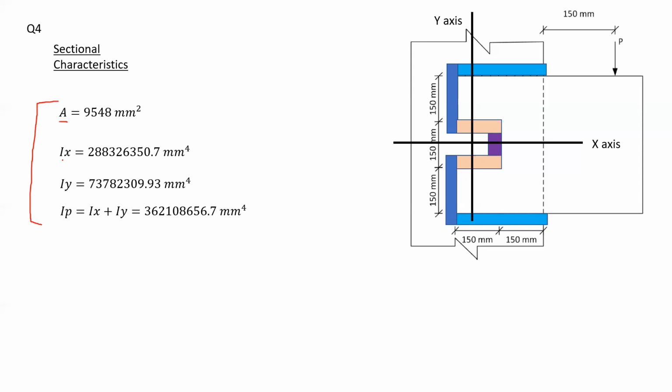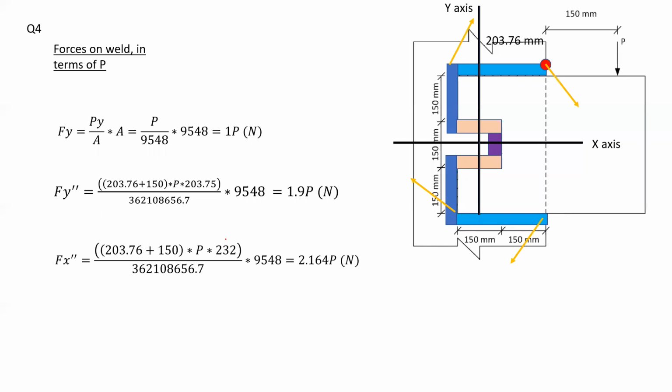So this is the area, and the moment of inertia about the x-axis and the y-axis. Lastly, the polar moment of inertia would be the summation of these two. So we have everything we need to solve our problem. Now I would like to consider the forces on the weld in terms of P, since P is unknown, that's the thing I want to find.